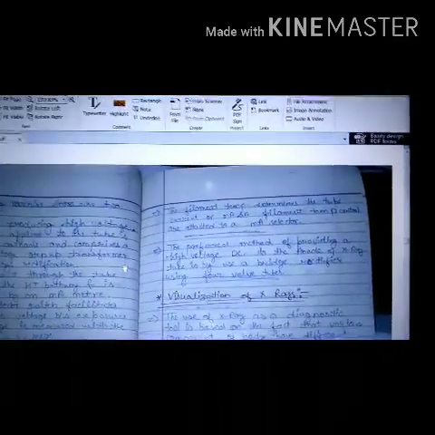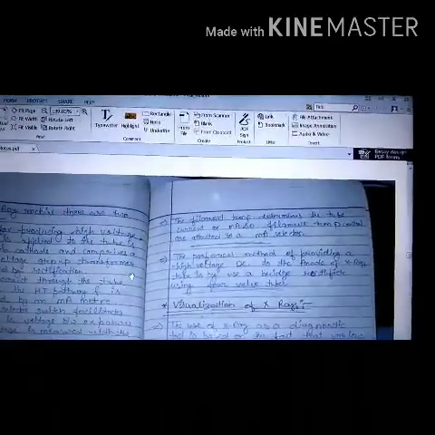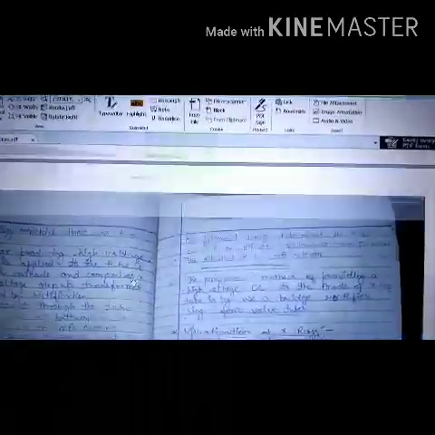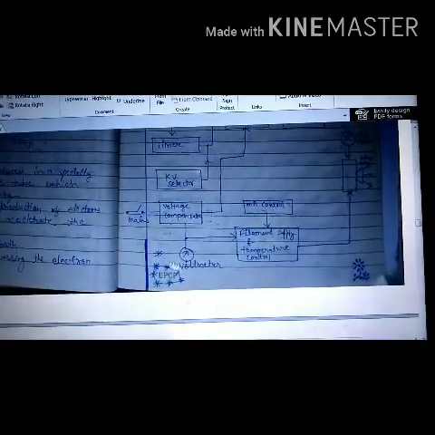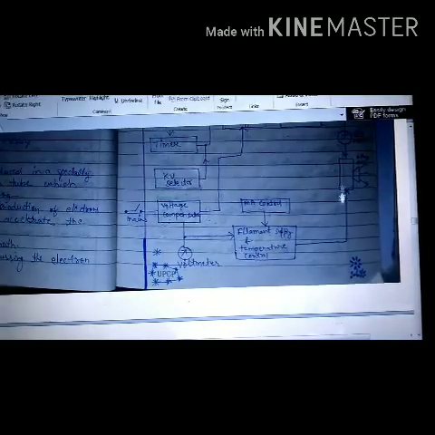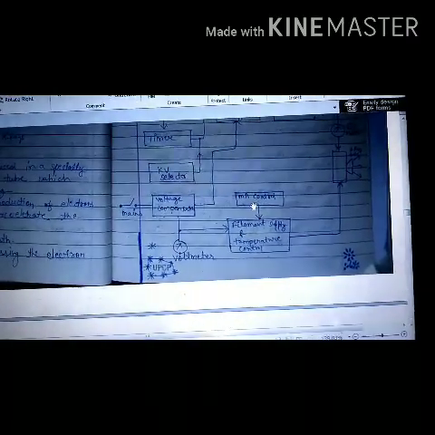Then the filament temperature determines the tube current or milliampere. Okay, if we look in the figure, there is a filament temperature that determines the milliampere current. The filament supply and temperature control is here. We should control the temperature here through the milliampere control switch.